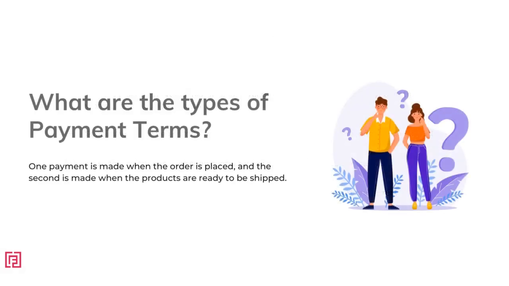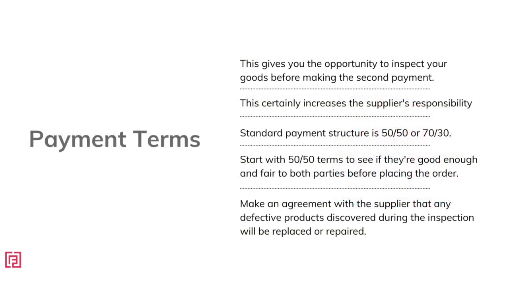What are the types of payment terms? One payment is made when the order is placed, and the second is made when the products are ready to be shipped. This gives you the opportunity to inspect your goods before making the second payment. As a result, you'll only pay the second part once you're certain everything is in order. This certainly increases the supplier's responsibility, as they are aware that they must perform well in order to obtain the second payment. The manner you split your payment is determined by the terms of your agreement with the supplier.